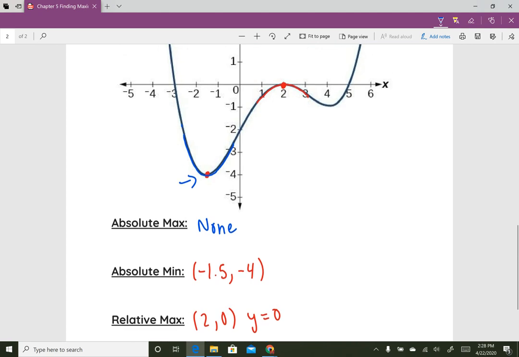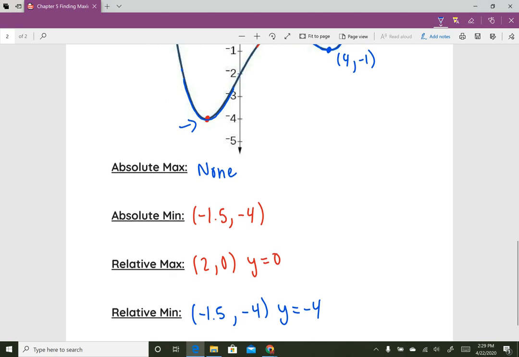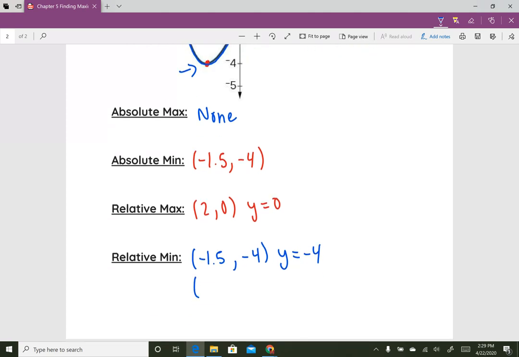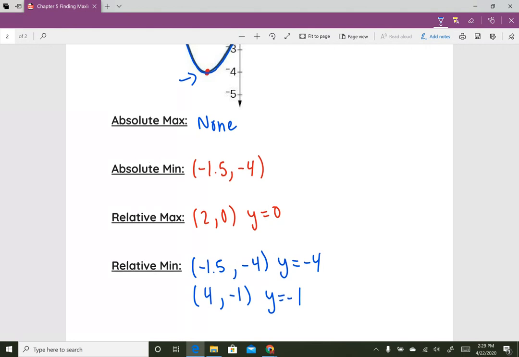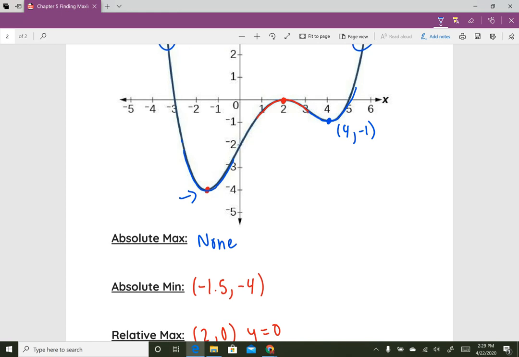Is that the only place, though? Is that the only place my graph goes from decreasing to increasing? It's not. I also have this point right here. So that point is 4, comma, negative 1. And that is also a relative minimum. So I can have more than one, right? So I get 4, comma, negative 1, or y equals negative 1. So those are a couple examples there of finding maximum, minimum, absolute, relative on a graph.